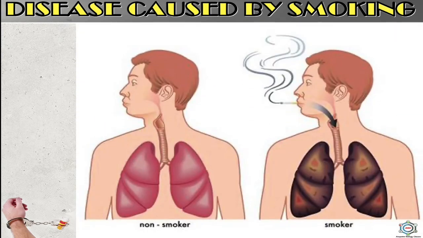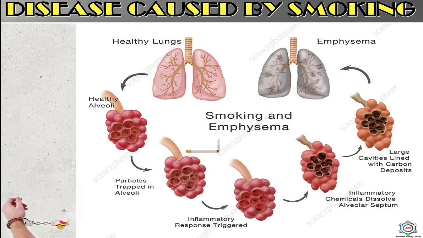Now, smokers' cough and bronchitis. Tobacco smoke irritates the mucous membrane of the throat and bronchi, causing smokers' cough and bronchitis. This may lower the resistance of this membrane to invasion by bacteria. After this, emphysema. Irritating smoke may break down the lung alveoli, reducing the surface for gas exchange. This condition is called emphysema.